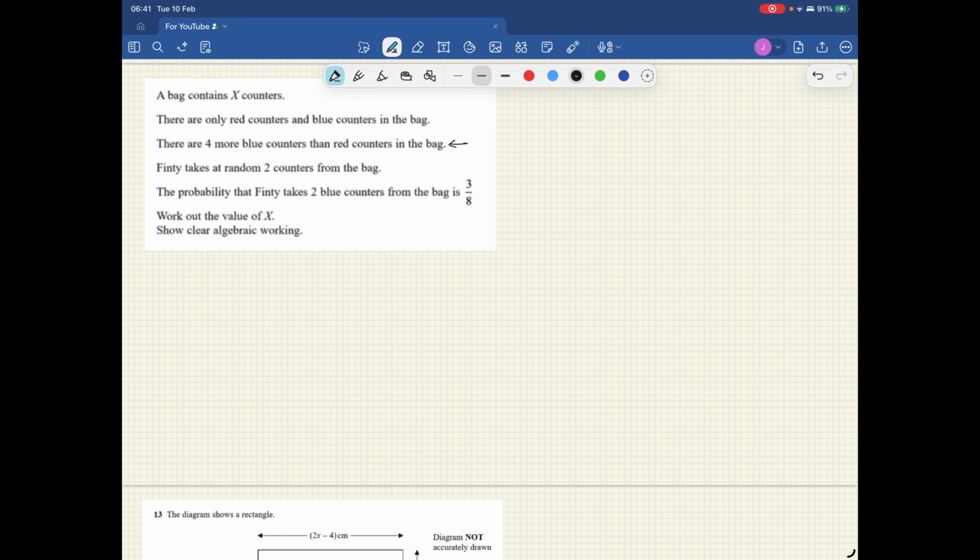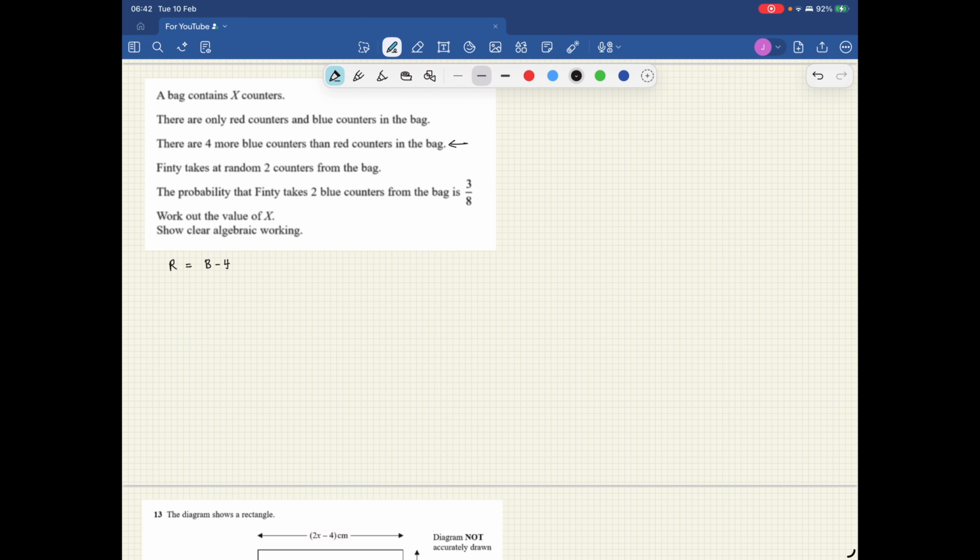Right, so there are 4 more blue counters than red counters in the bag. That means there are more blue than red. I've decided I'm going to eliminate R. So I want an expression that begins with R equals. But you can do it either way. And I can see that R equals B minus 4. You've got to be careful getting this right. Sometimes it's difficult to get your head around these things. But B is definitely bigger, isn't it? So if you take 4 off B, you get R, right?